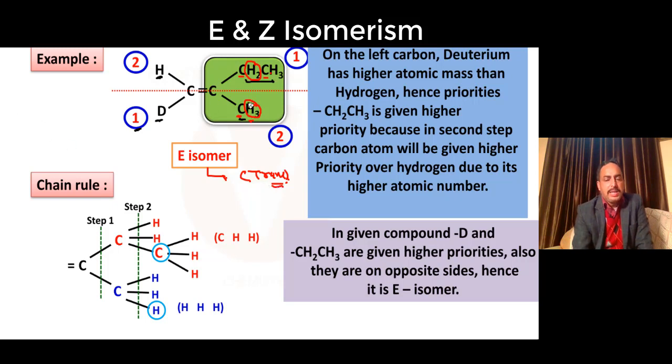And to assign these priorities, we can consider the chain rule also. See here, carbon to the double bonded carbon atom, there is one methyl with 3 hydrogen atoms. In this case, two hydrogen, one carbon. So the atomic number of carbon is more, so it will be more preferred. Means higher priority is given to the longer chain. That's why this ethyl group is numbered 1 or given priority 1.